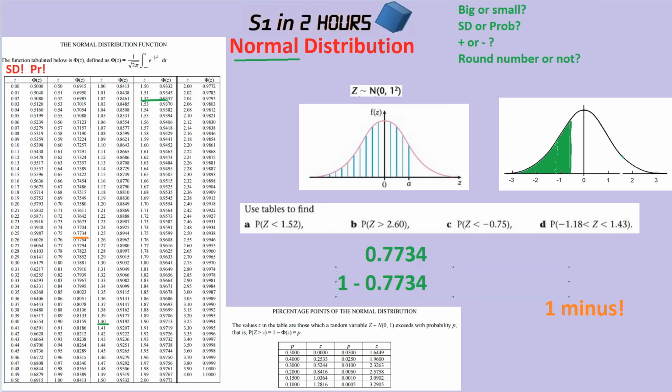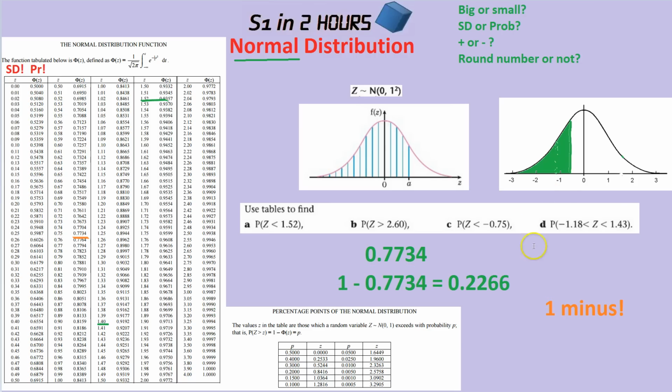1 minus 0.7734 to work out the green bit. That's almost always the trick with normal distribution. Taking that away, I believe you get 0.2266. And that is the green area.